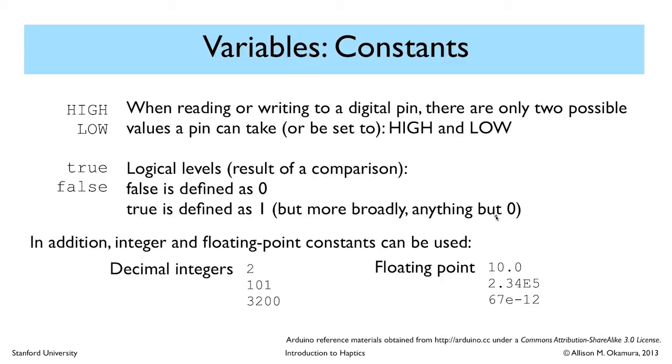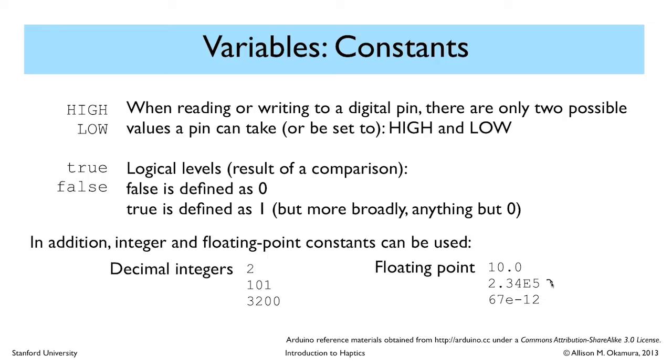When you are assigning a variable as true or false, if you assign it as true, it's going to become a 1. But if you're doing a check to see if some variable is true or false, if that variable is anything but 0, it's going to come back as a true. In addition, you can do constants, which are any integer or floating point values. So some examples of decimal integers are 2, 101, 3200, and some examples of floating point variables are 10.0, 2.34, and then times 10 to the 5th power, or times 10 to the minus 12th power.